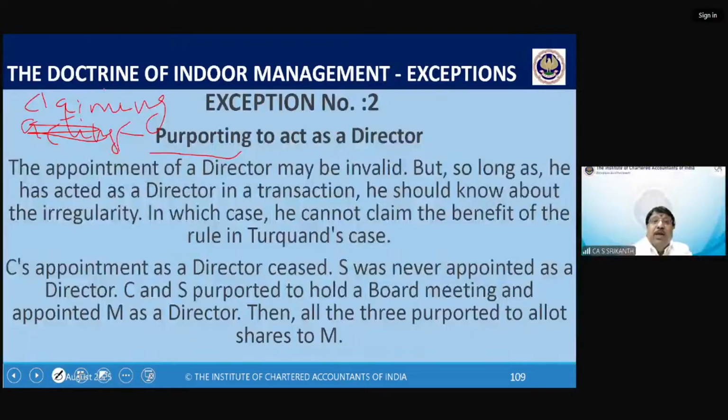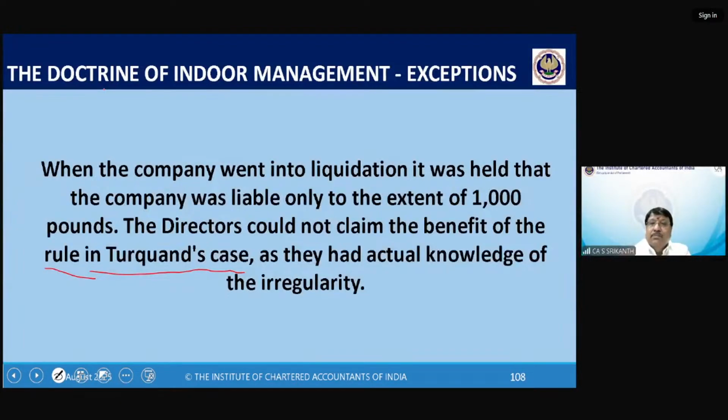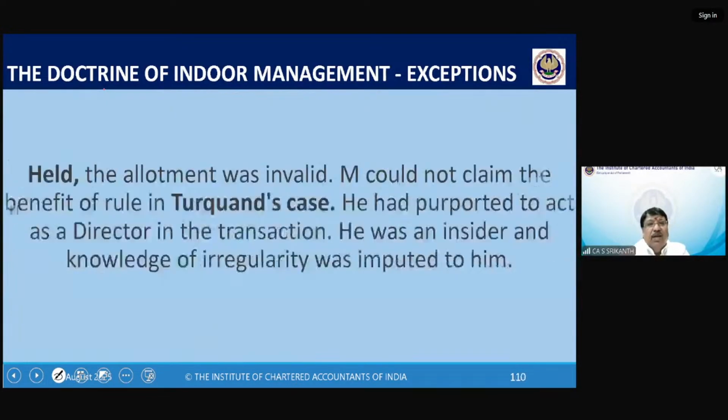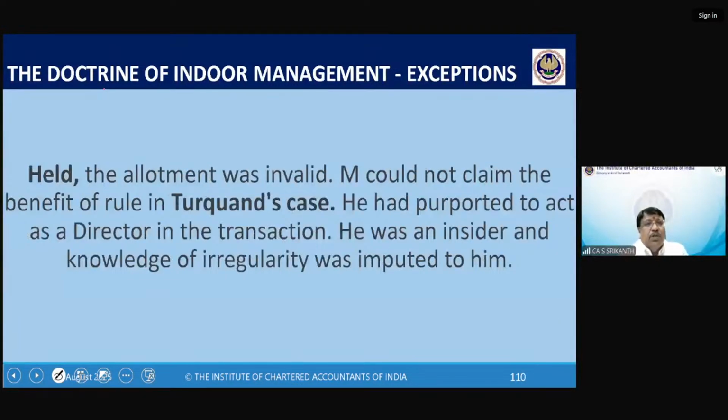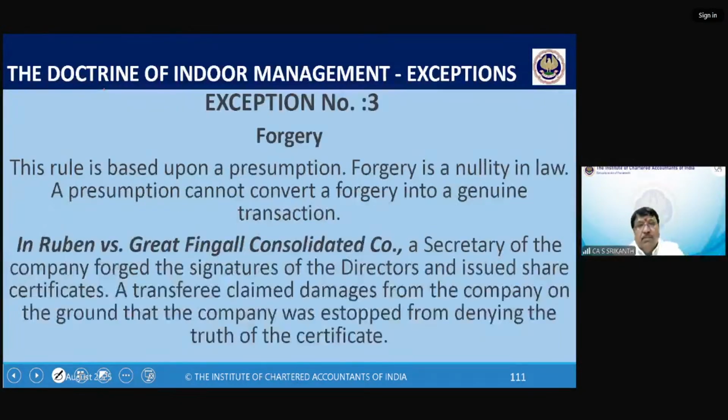So that is why in your institute material, you will find these two are combined. Knowledge of irregularity and purporting to act as director will be combined. But be careful, purporting to act as director is a situation where he need not be a director. This purporting to act, claiming to be a director.